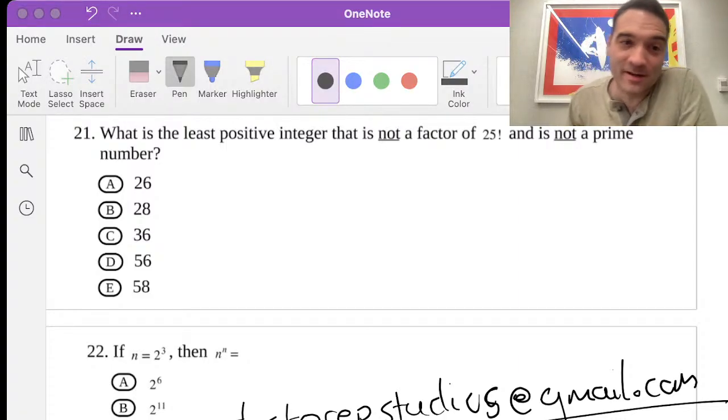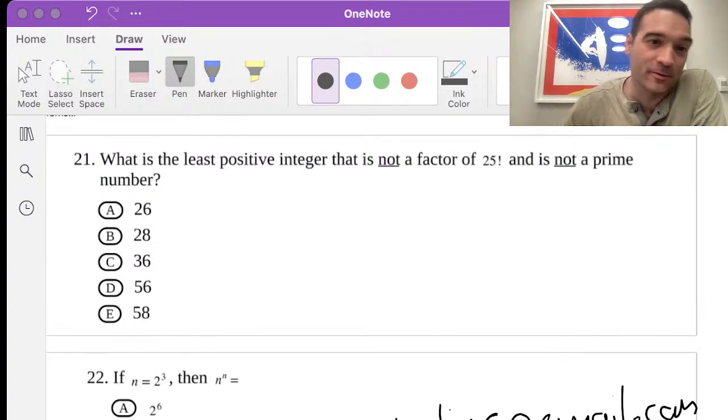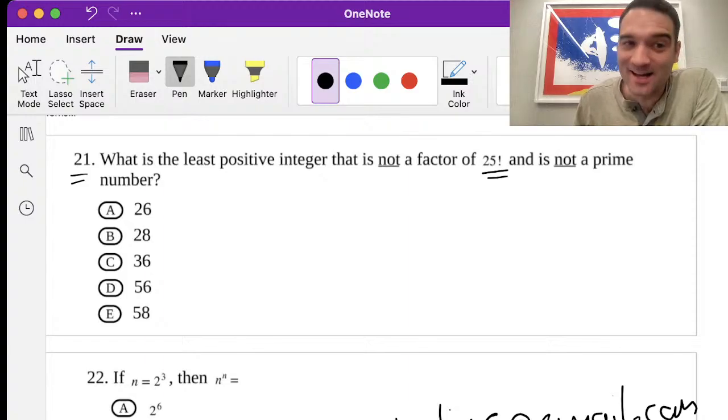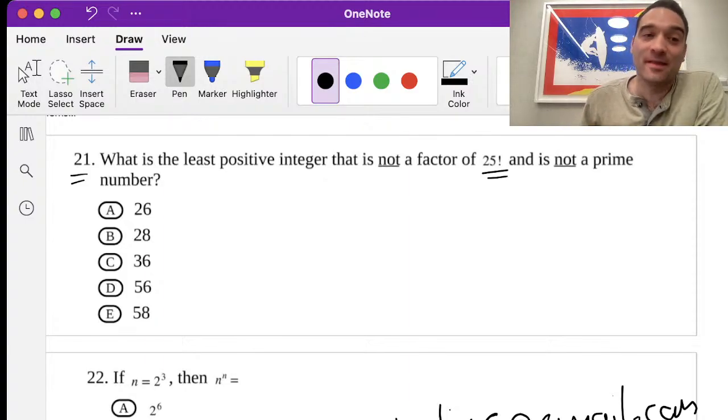So let's just dive right in here. Again, Becca sent me some great questions ahead of time that we'll walk through, and we'll start with this one. What is the least positive integer that is not a factor of 25 factorial and is not a prime number? And then we have this list of numbers right here. Well, let's start with some definitions, vocab.